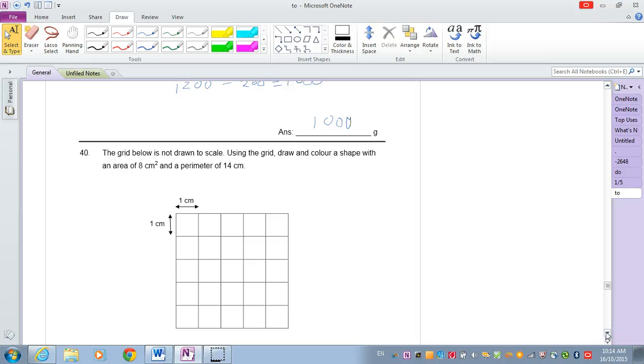Now, the grid below is not drawn to scale. Using the grid, draw and color a shape with an area of 8 square centimeters and a perimeter of 14 cm. It's easy to just find the shape with an area of 8 square centimeters, but you have to make sure that it also gives you a perimeter of 14 cm. You may need some time to figure it out, but in this case I'm going to show you.